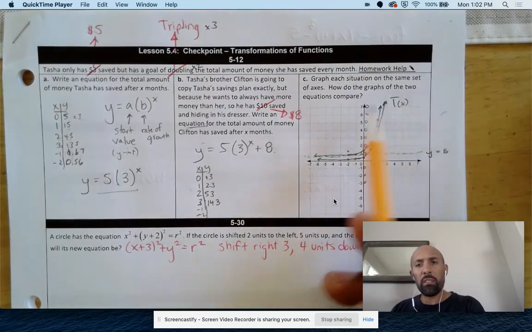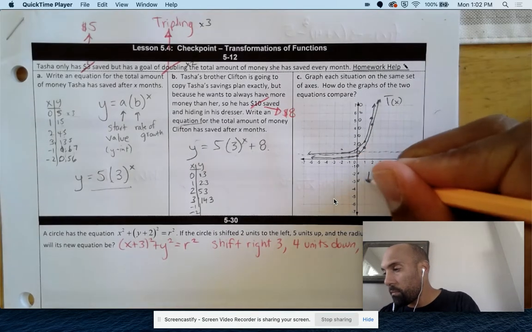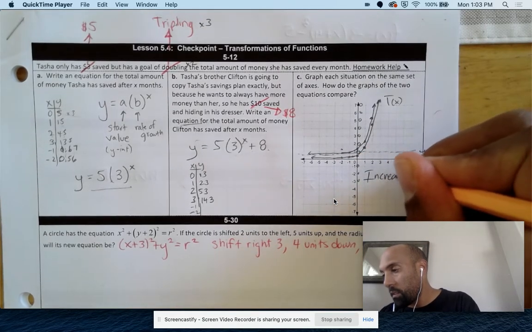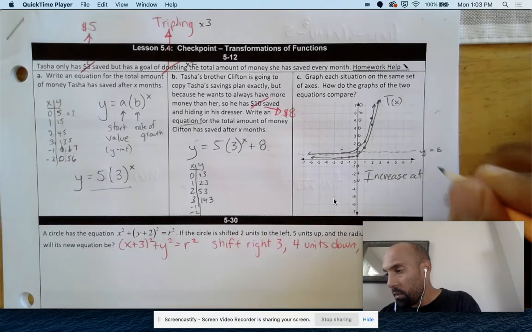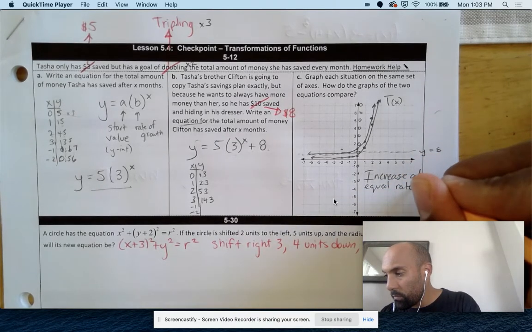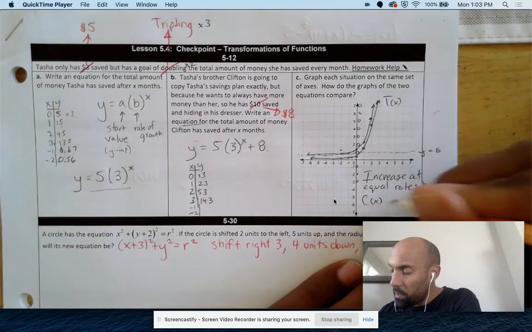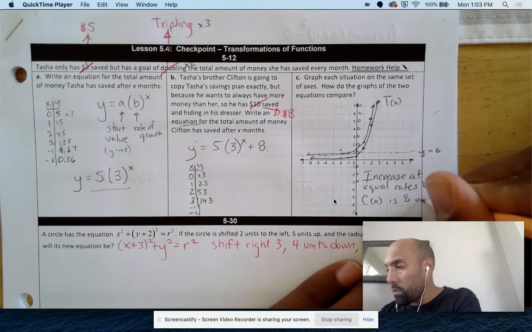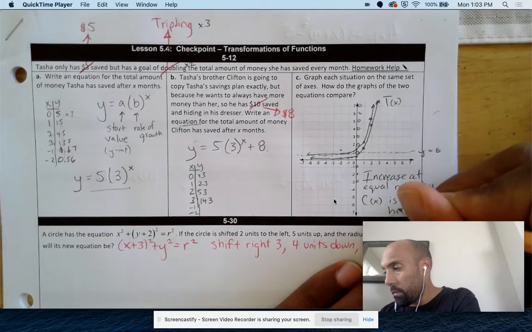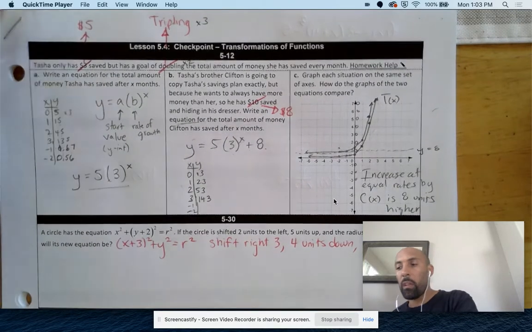Okay, so how do the graphs compare? Well, they're increasing at the same rate, or at equal rates. But we'll say that C of x is 8 units higher. And again, remember, in your case, it's a little different. Okay, so now the next one.